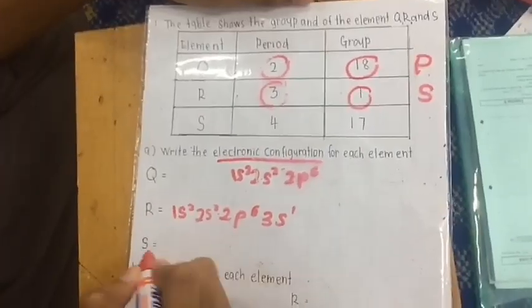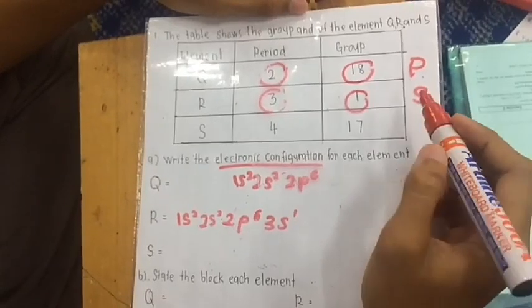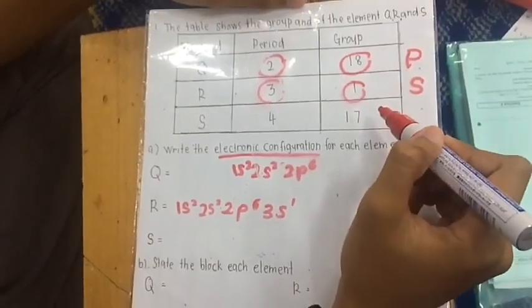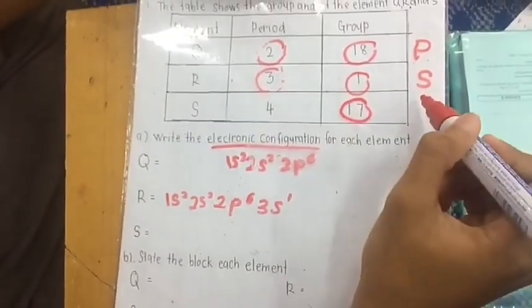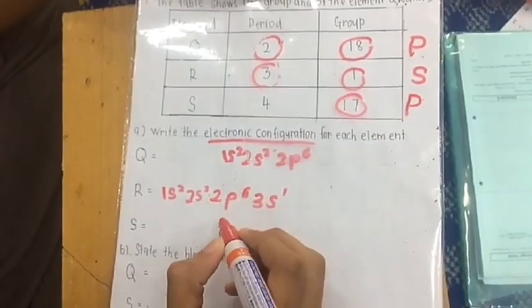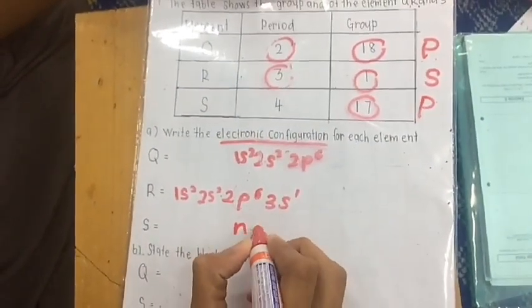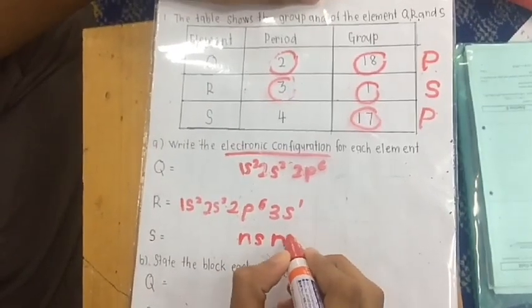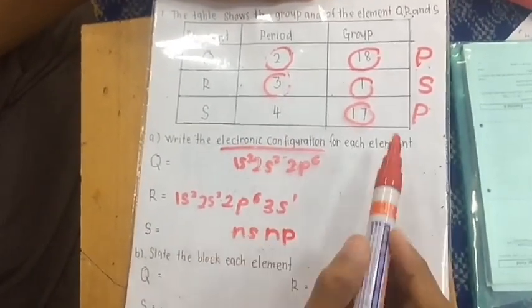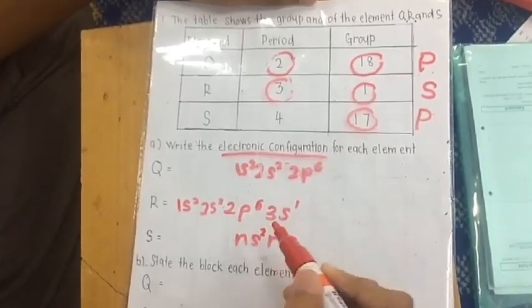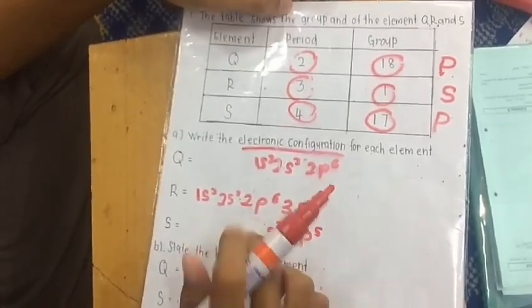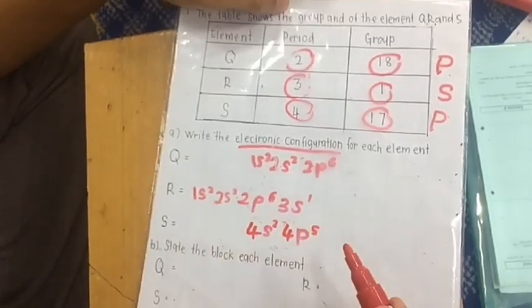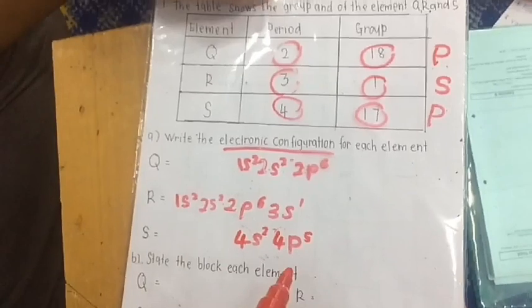Element S. The concept is the same too. We should know the block through the group. The group of element S is 17, so the block is P. So write down the electronic configuration for block P, NS and NP. The group is 17, so NS2 and NP5. And then substitute the period 4 into the electronic configuration, n equal to 4. And then we need to complete the electronic configuration.